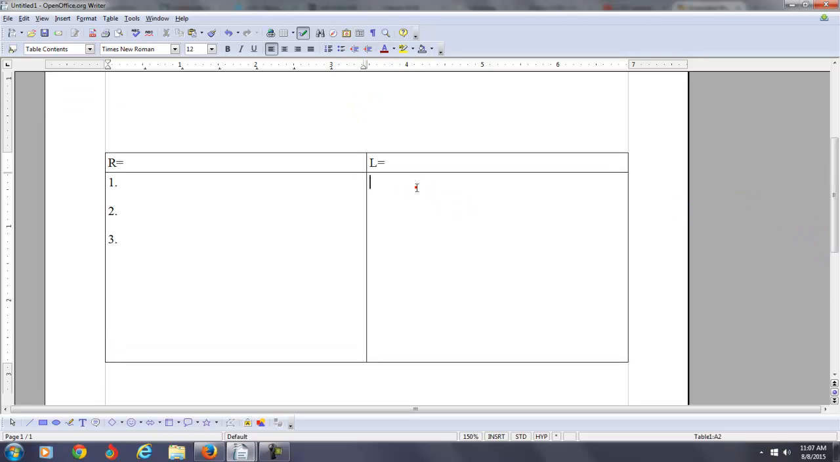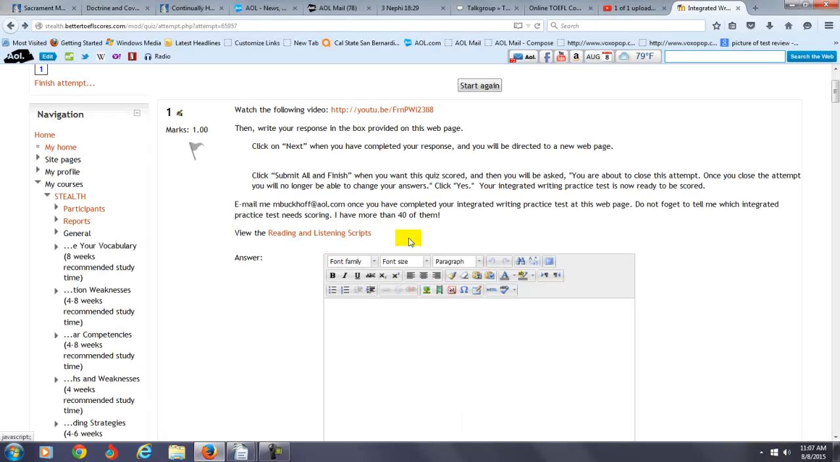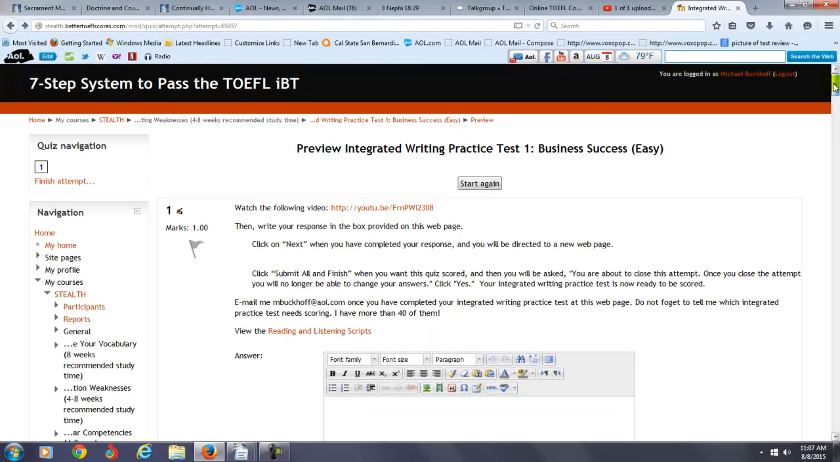Same thing here. Once the lecture starts, you need to get down those points. Now, the only way you can do this is you have to start combining information from the reading and the listening passages, which means you have to have pretty good vocabulary. Right? So here I'm going to give you some recommendations.